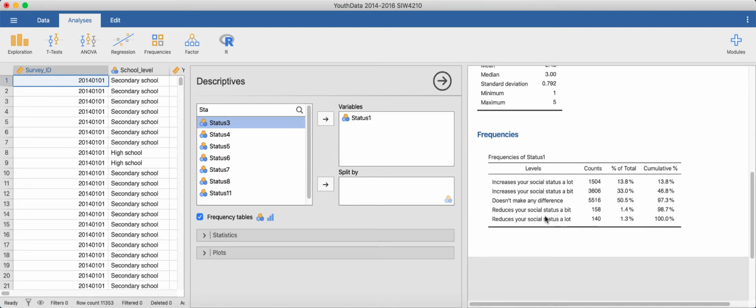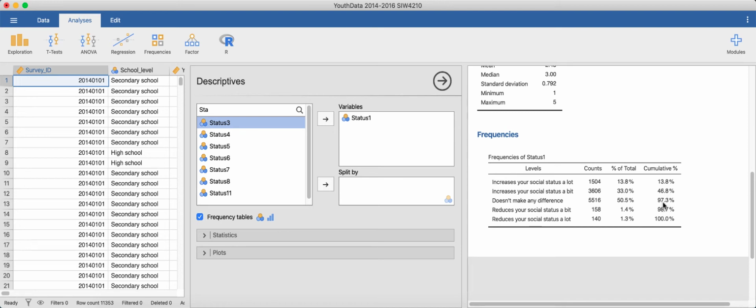Just 1.4% says that it reduces your social status a bit, and 1.3% says that it reduces your social status a lot. So this is the relative distribution, and you have something called the cumulative, and that's the percentage that have answered increase your social status a bit, or a higher value, which is increase your social status a lot. So that is 33 plus 13.8, which is 46.8.